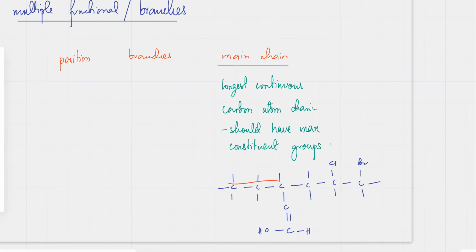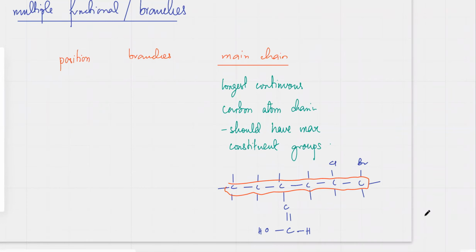Now, one option is going with this one, right? That's like 6 carbon atoms. That's the longest possible continuous carbon atom chain. But that's not the only condition. It should have the maximum constituent groups as well. I mean, anything that's important must be on the main chain. But over here, if you look, the double bond is not in the main chain. The OH groups are not in the main chain.